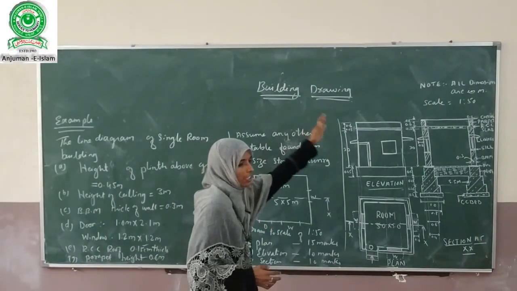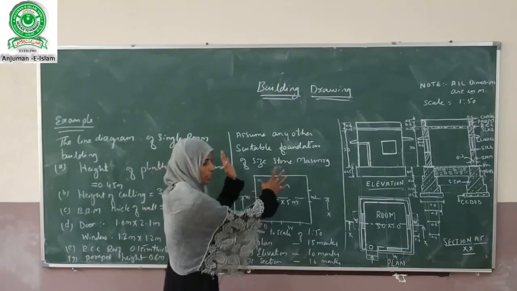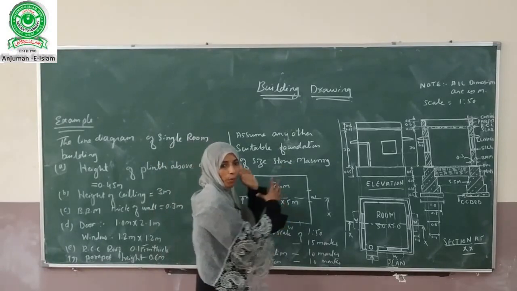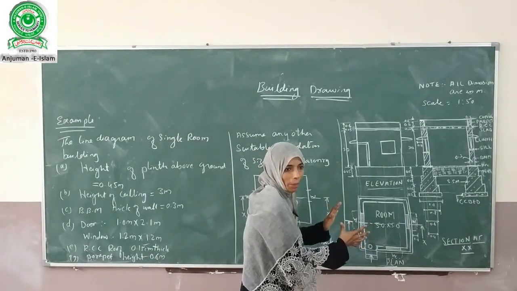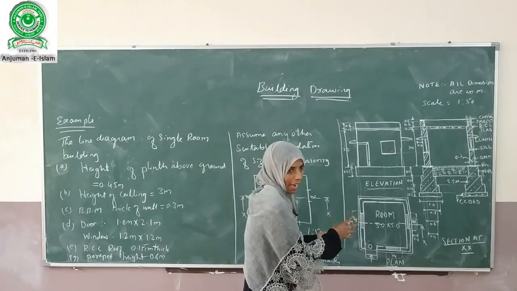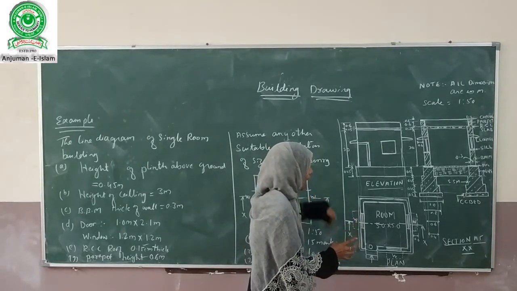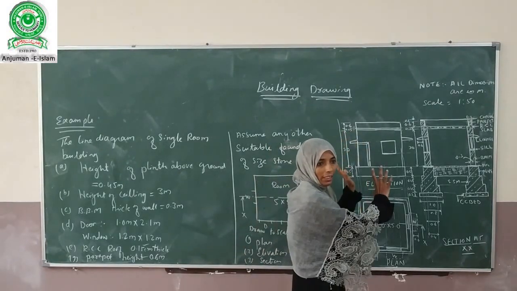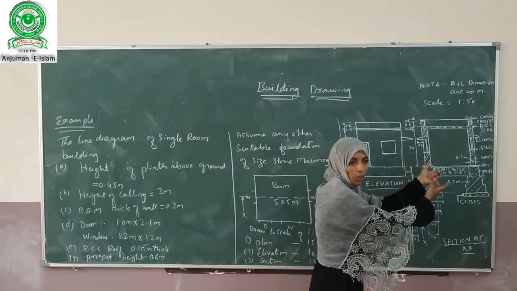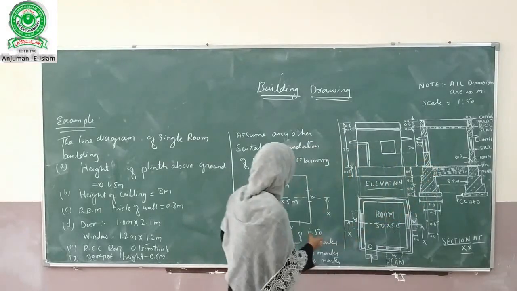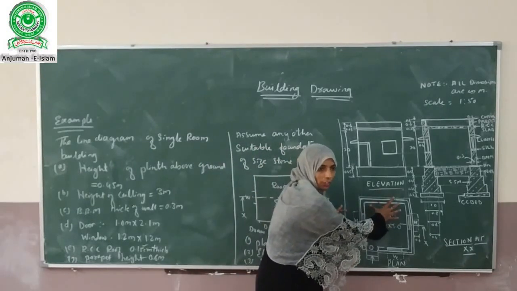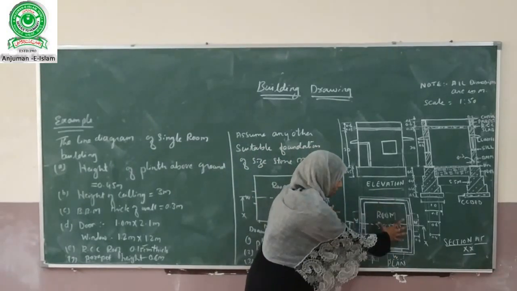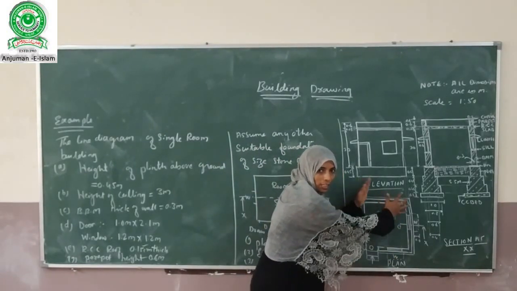Then here there is a solution. By using this line diagram, we have to prepare the plan. By preparing the plan and taking it as reference, we have to draw the elevations. By taking the reference of the elevation, we have to draw the cross sections. So we have to draw the room size, that is, a 5 by 5 room size will be drawn.